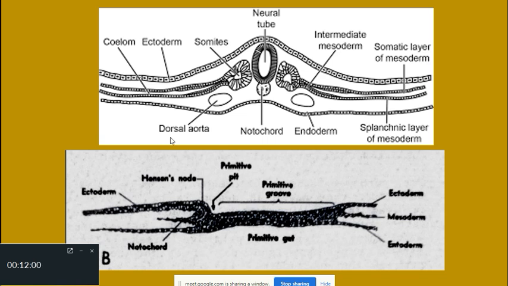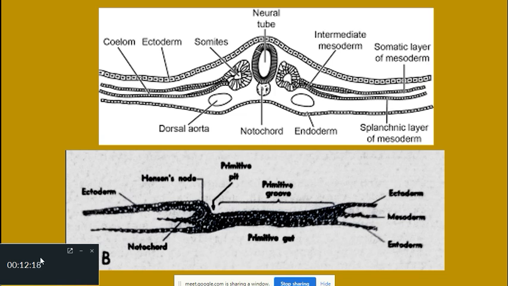So what is notochord? If this is the neural tube, there will be a rod-like structure just below the neural tube. It is called the notochord. So notochord is the rod-like structure which is formed just below the nervous system, the neural tube. So how is it formed?